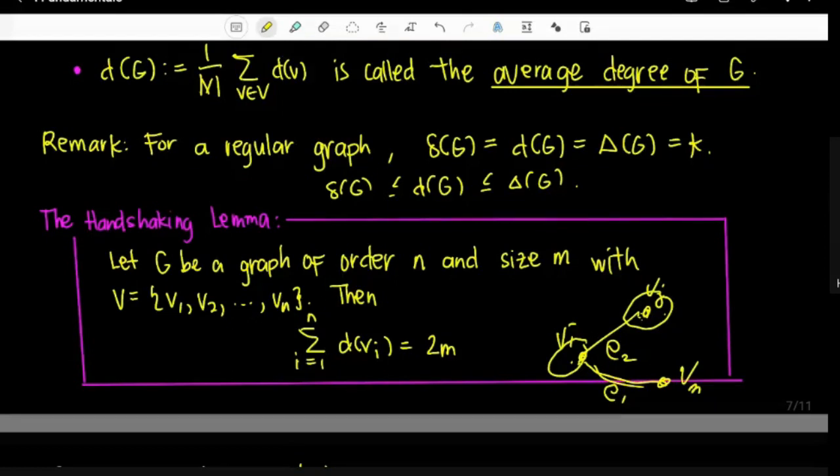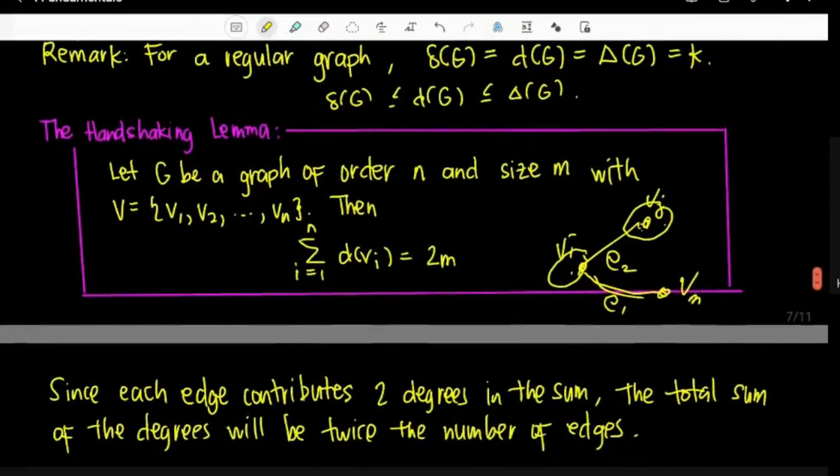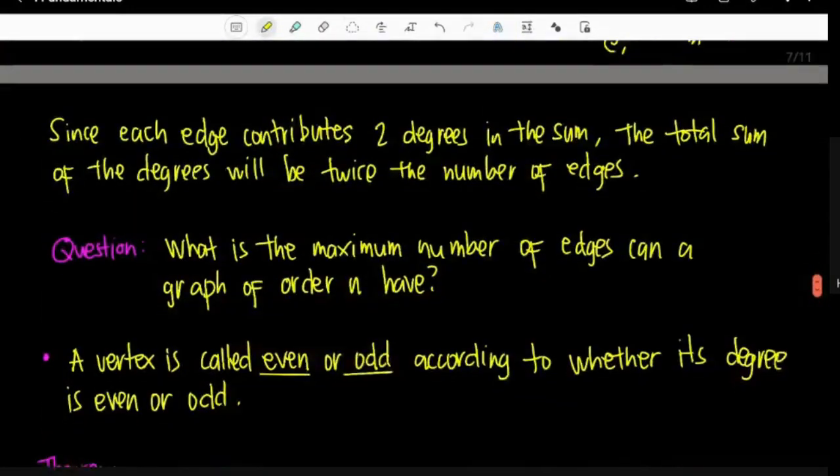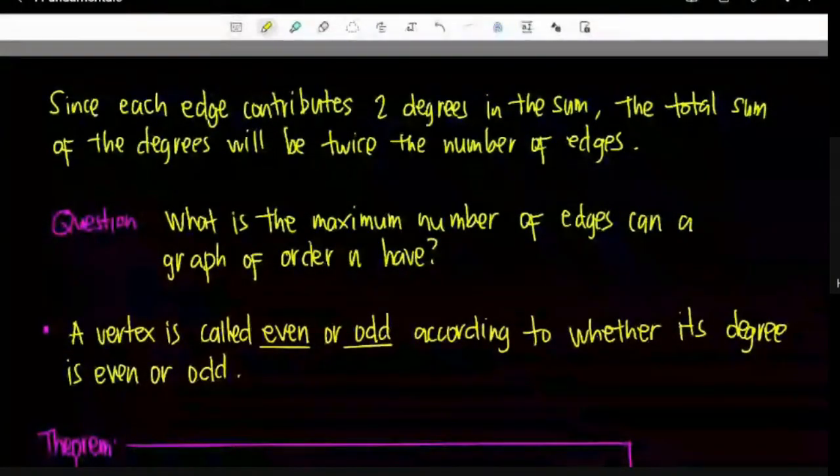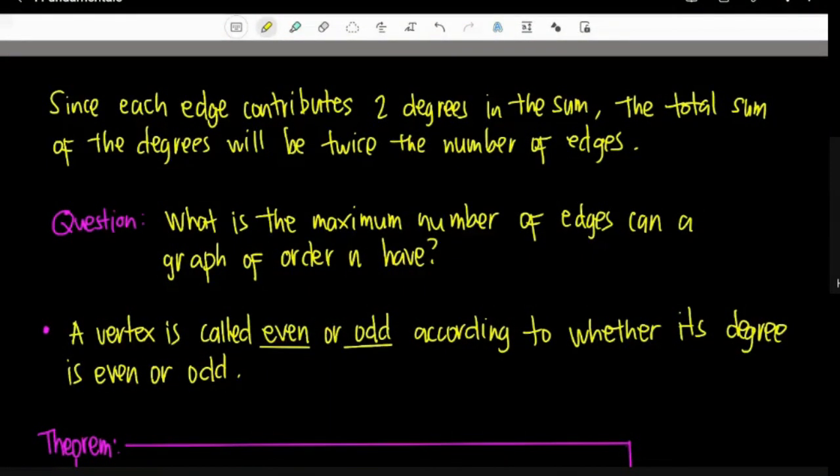So for any graph, since each edge contributes 2 degrees in the sum, the total sum of the degrees will be twice the number of edges. Now, here's my question, and I leave it as an exercise for you to ponder upon. What is the maximum number of edges can a graph of order n have? Ilang number of edges ang maximum na pwedeng meron ng isang graph.